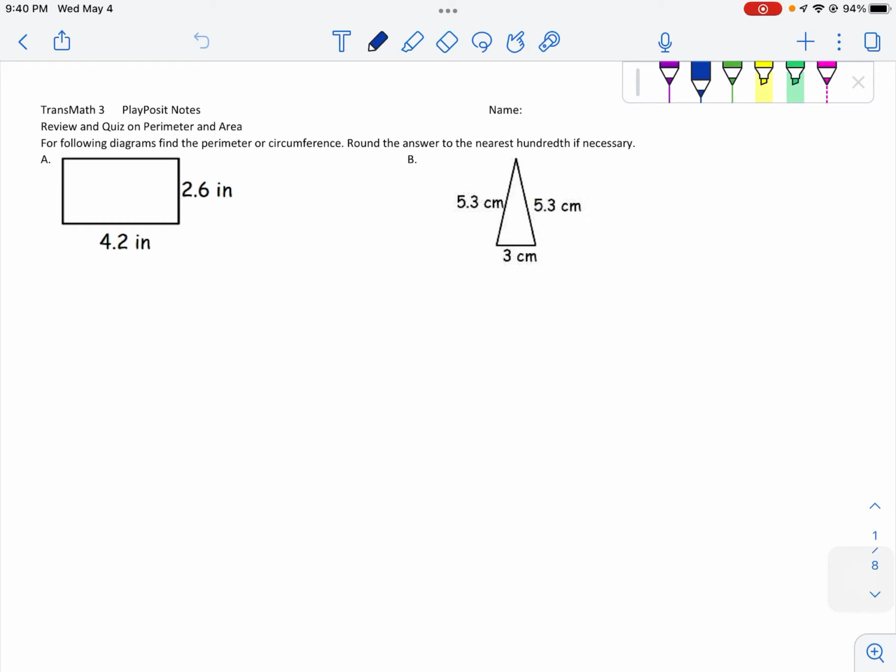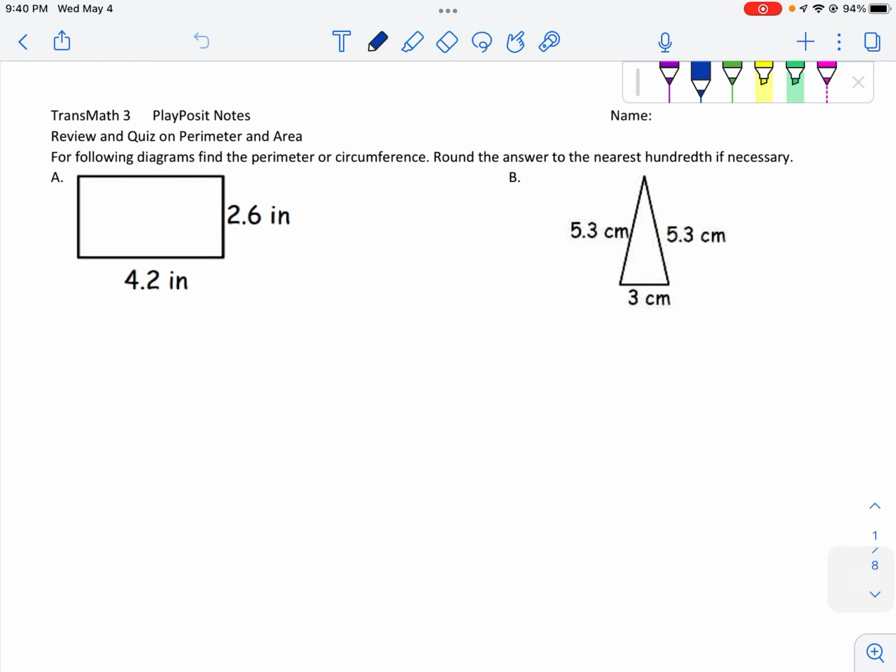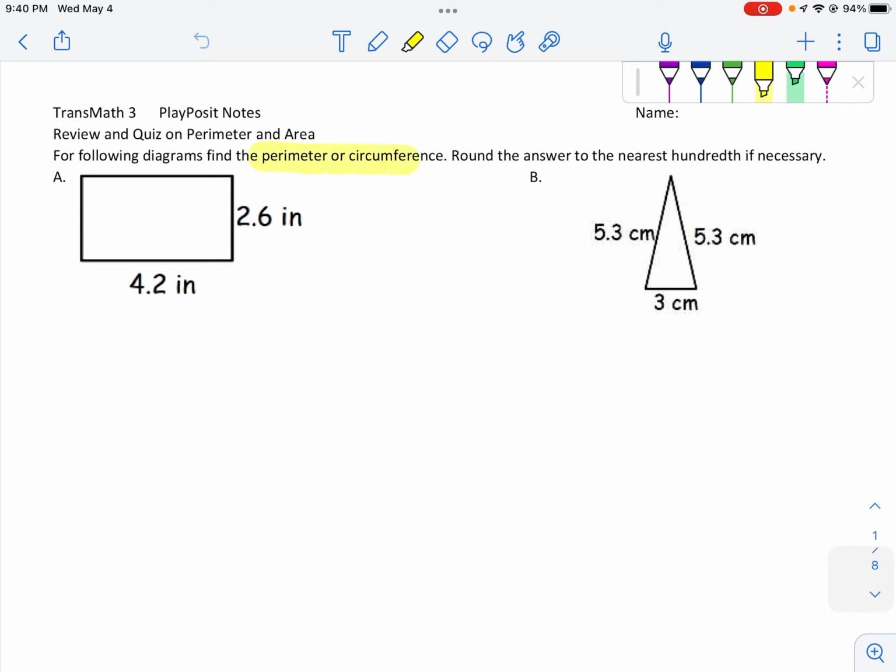All right, so the first thing we'll review is area or perimeter. Perimeter, remember, or circumference, is the distance around a shape. So if I ask you for the perimeter of this rectangle, I'm asking you to find how much it is all the way around, the whole distance around it. What we need to remember about a rectangle is that the opposite sides are congruent. So this side and this side are congruent, and this side and this side are congruent. That means this side up here is also 4.2 inches and this side is also 2.6 inches.